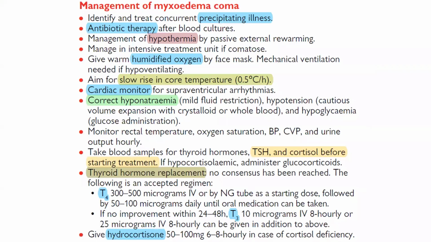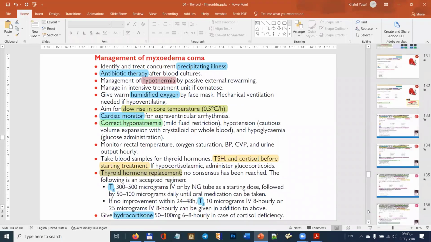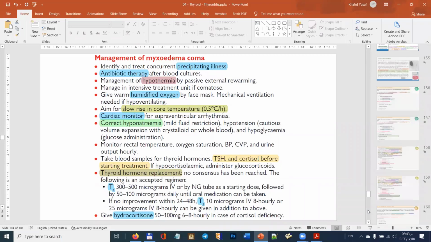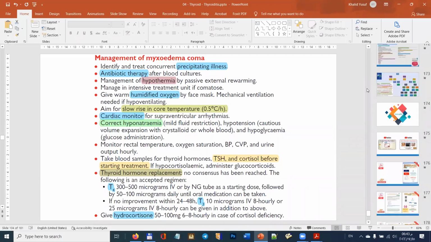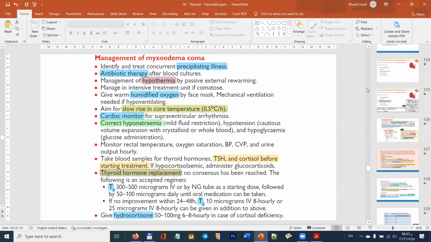How to manage myxedema coma, and this question actually. So we still have about 80 slides, most of them questions actually. So inshallah, I will complete this session next Friday, inshallah.